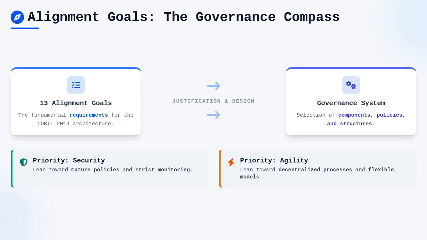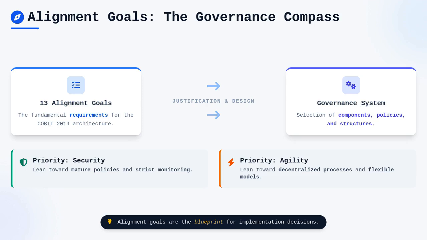By understanding these 13 alignment goals today, you are essentially laying the groundwork for the more complex design decisions you will need to make during the implementation phase. Treat these goals as the requirements for your governance system, because that is exactly what they are in the COBIT 2019 architecture.